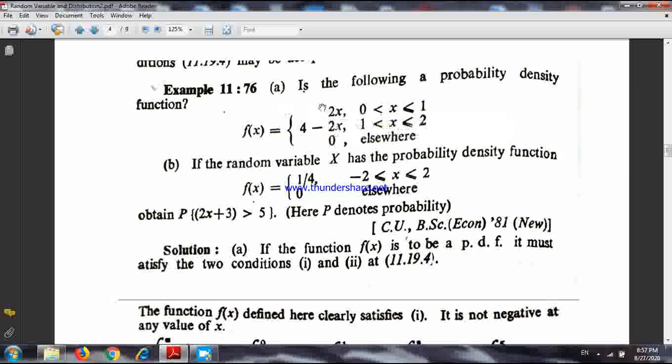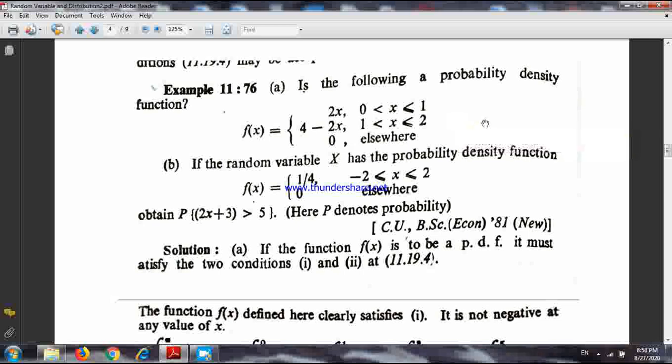You see another example. Is the following a PDF, probability density function? Let us discuss this first part. Is this function a PDF? Now what are the two conditions for a function to be PDF? First condition is that f(x) should be greater than or equal to 0. So here for all these values of x, the value of f(x) is greater than or equal to 0. So first condition is satisfied.